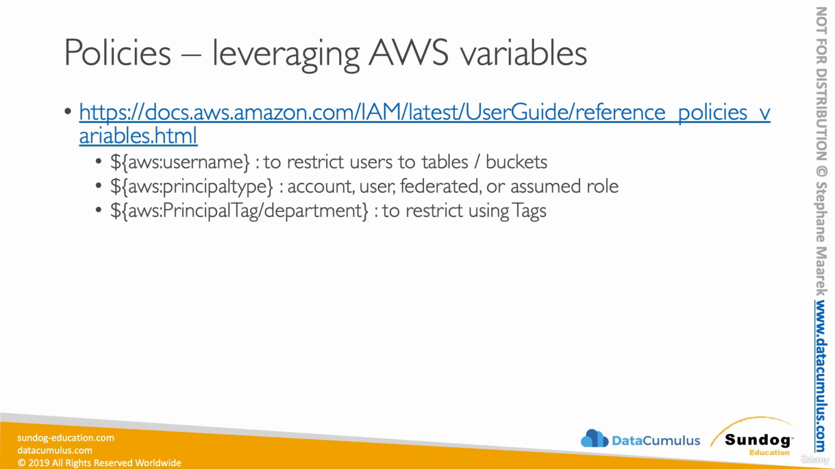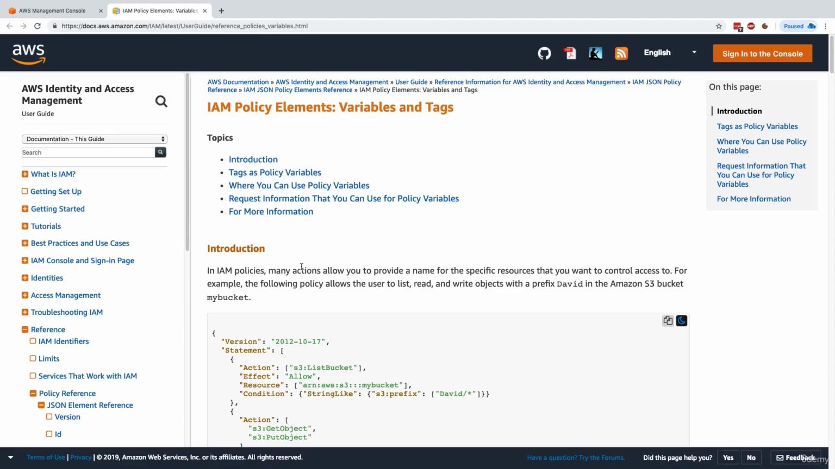You can also use tags. For example, is the principal tag equal to department? If so, yes. If not, no. So you can really have some really advanced concepts thanks to all these variables to restrict your IAM policy. So let's have a look at this link. Maybe it'll make things a bit clearer. So I'm just here to introduce you to this link.